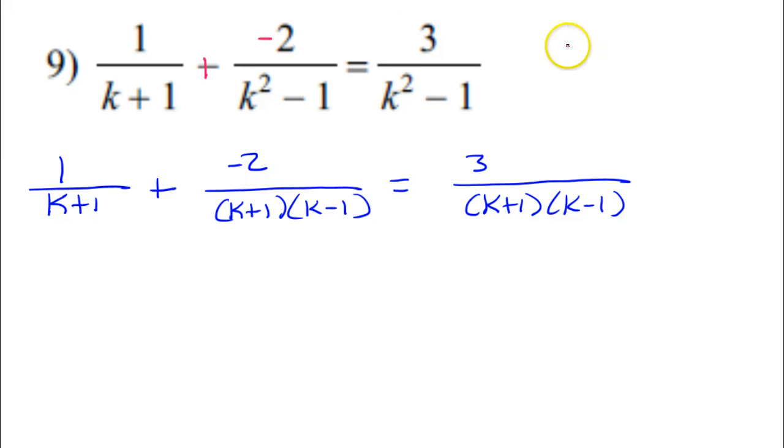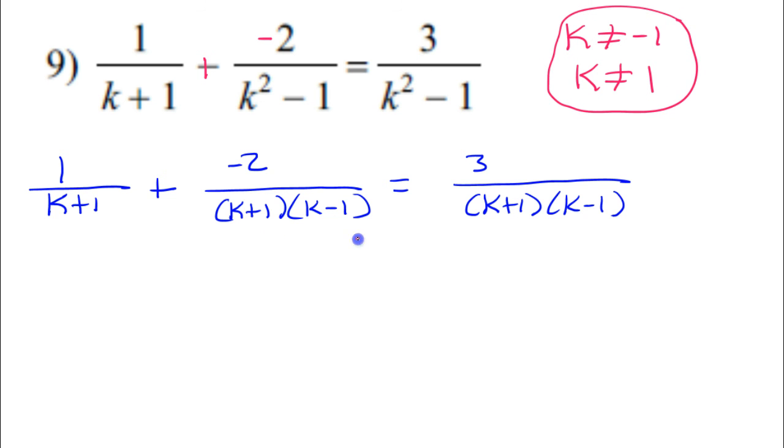But wait, now is a good time to say the excluded values. Because of the k plus 1, k cannot equal negative 1. Alright, because of the k minus 1, k cannot equal positive 1. So these are my excluded values. Now, let's make the denominators the same.